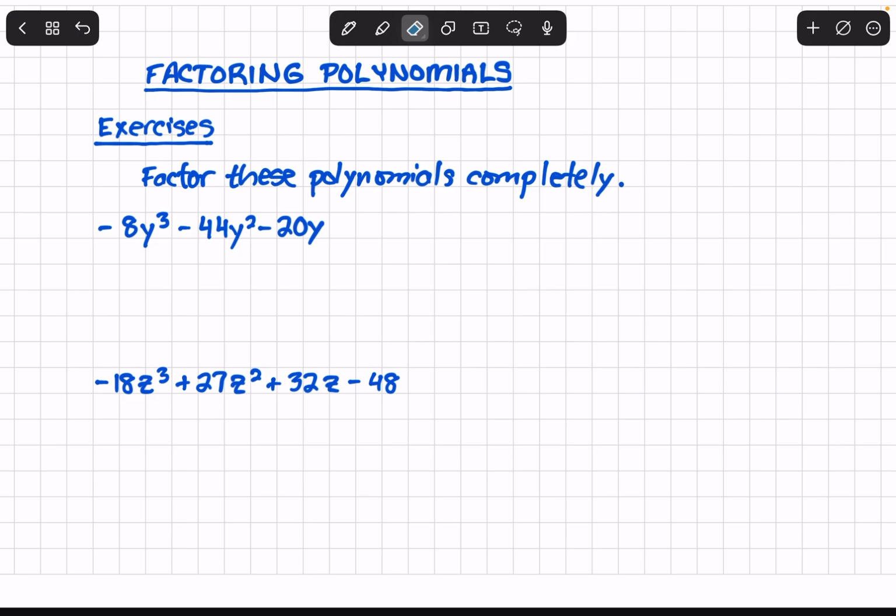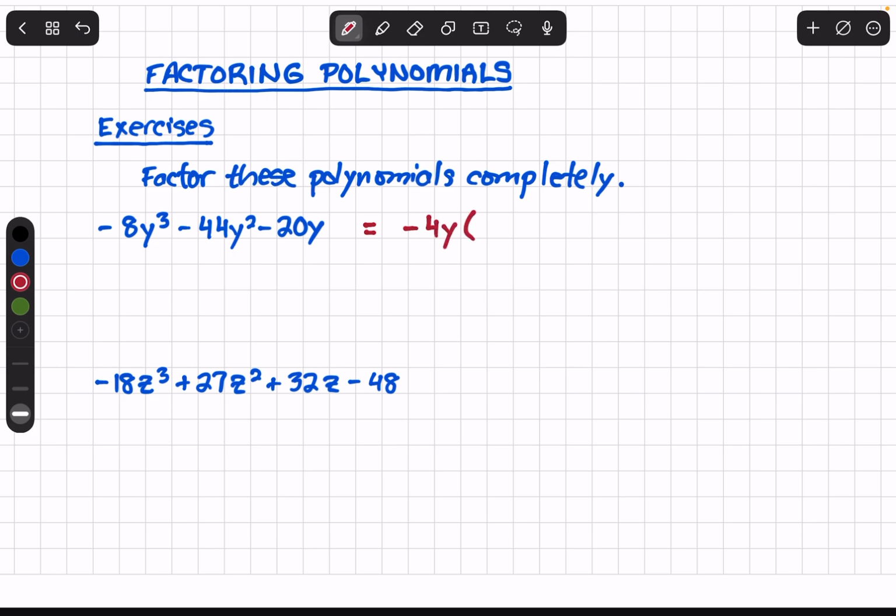We have a checklist for factoring polynomials. And so we often remove the greatest common factor first. That's usually the best way to proceed. So in this first polynomial, I see a common factor of 4, and I see a common factor of y. Pulling out the negative sign will also make this look easier.